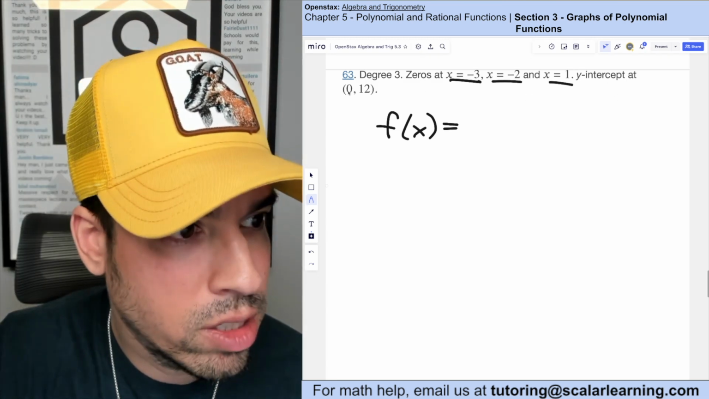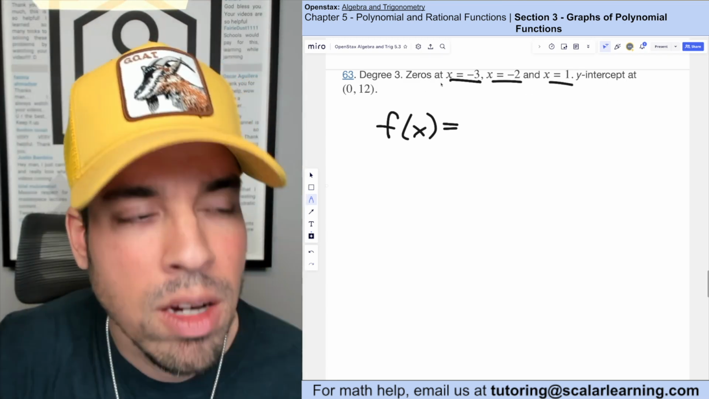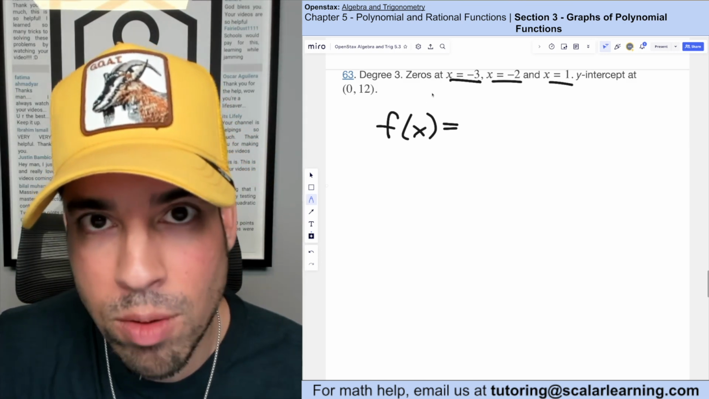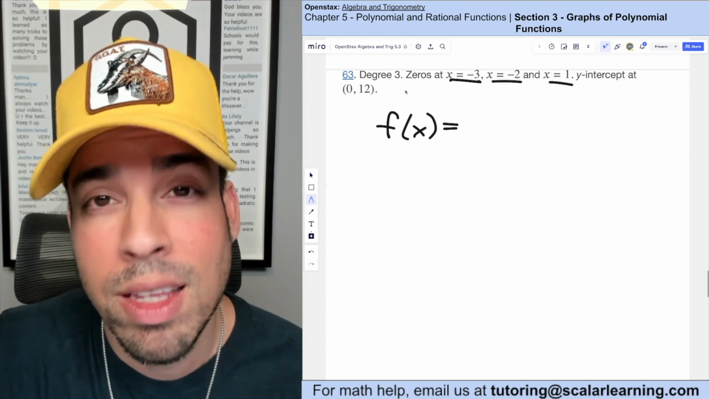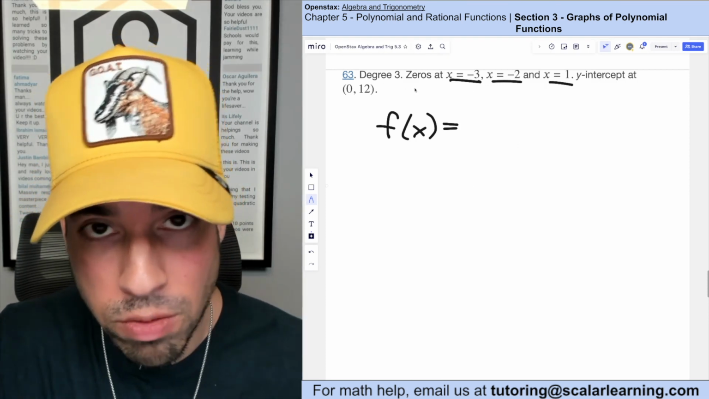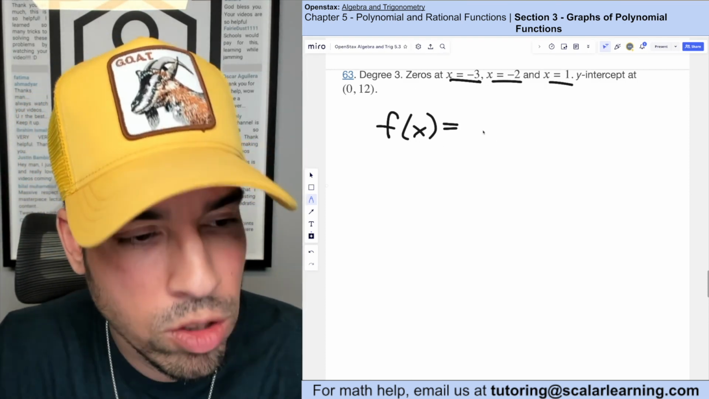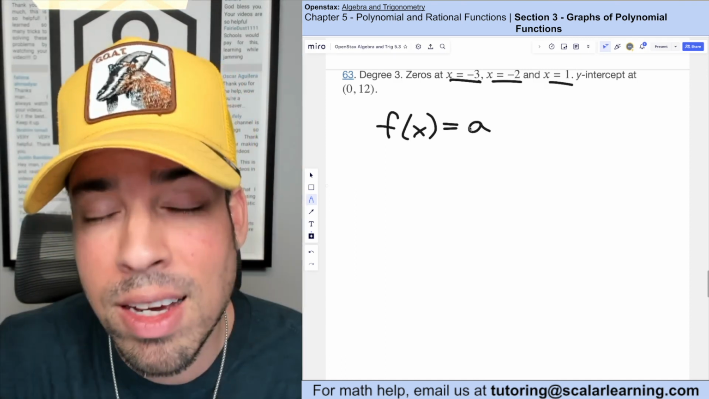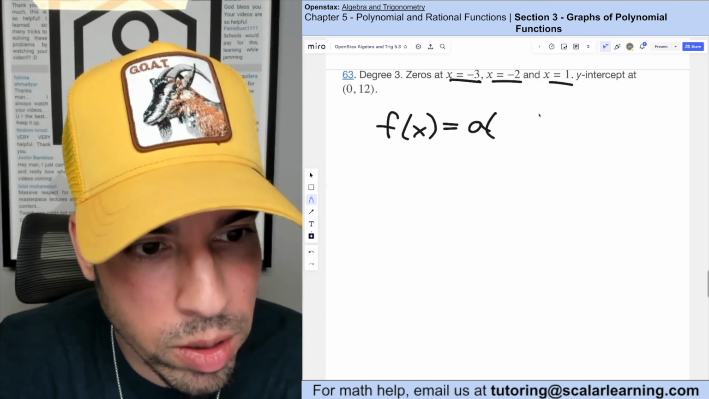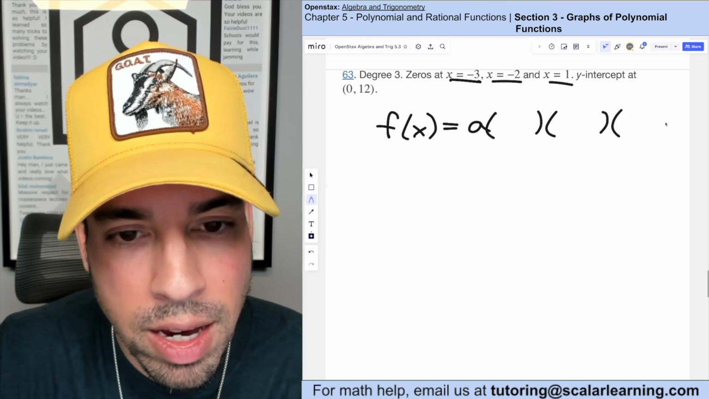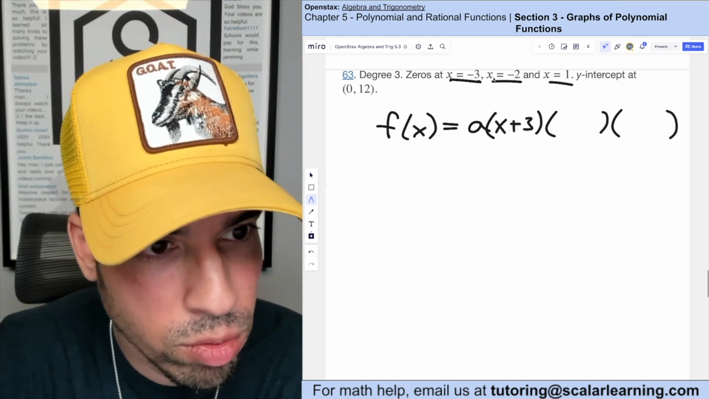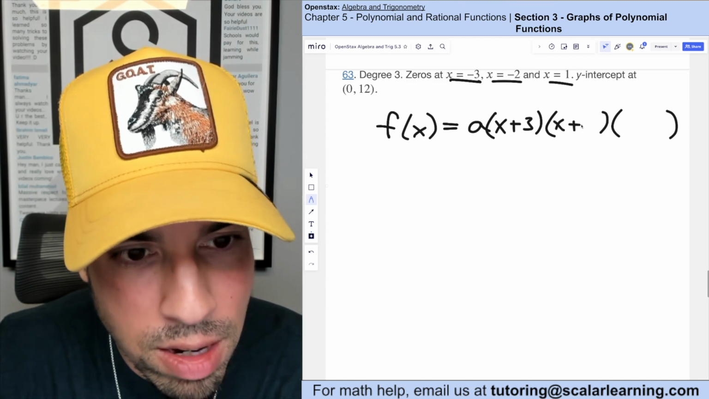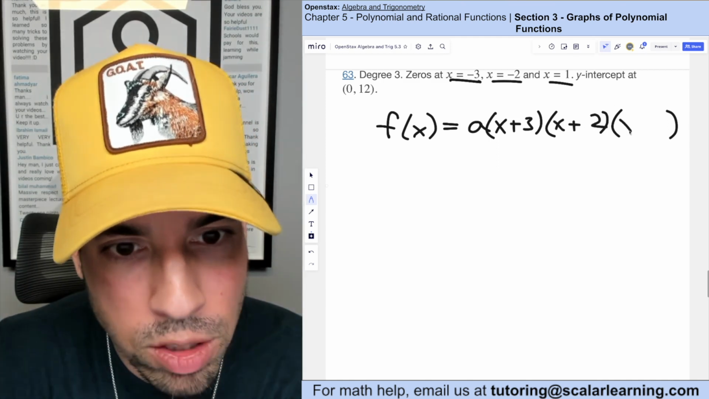So here we got a 0 at negative 3, negative 2, and 1. And we got a y-intercept at 0, 12. And we're going to assume, because it doesn't say, multiplicities of 1 for everything. Plus, if we have a degree of 3, that makes sense that they're all going to have a multiplicity of 1, 3 zeros, third degree. So let's check it out. Again, we have an a constant that we don't know, but we're going to figure that out shortly. And then in here we have x minus negative 3, aka plus 3, x minus negative 2, aka plus 2, and x minus 1.